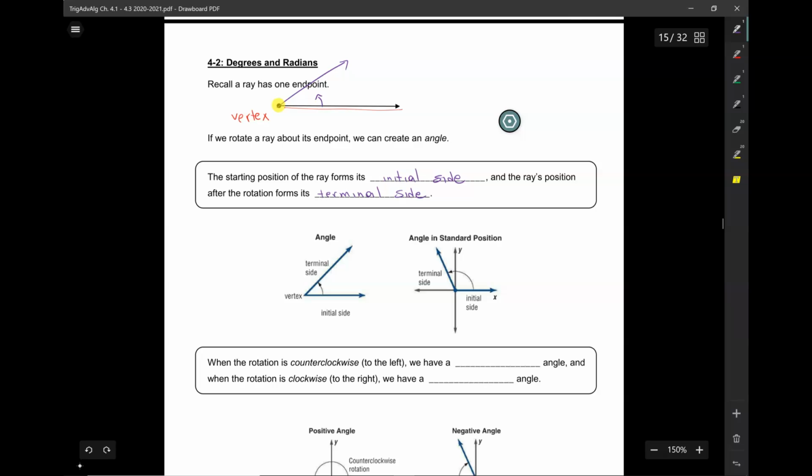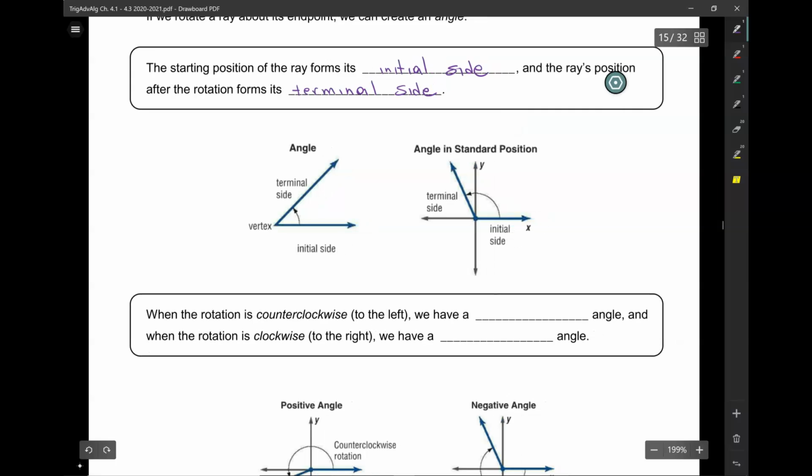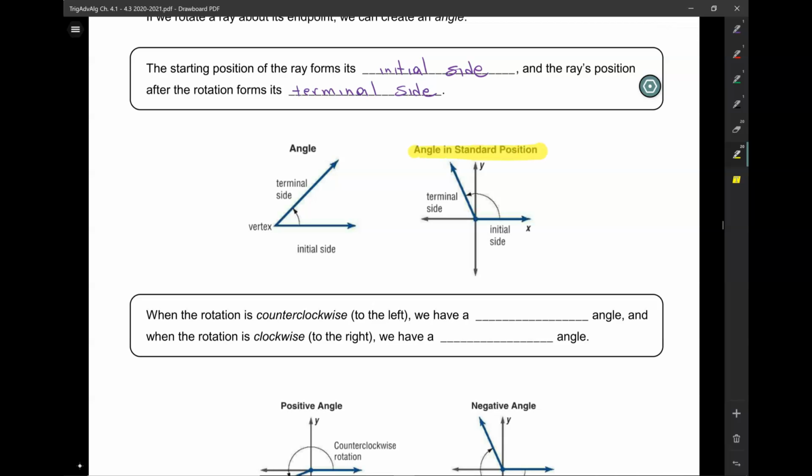Now, if I get a ray and anchor it on the X and Y axes, then I make an angle in standard position. For that to happen though, two things have to happen. The vertex has to be at 0, 0, and the initial side has to lie along the x-axis. Then I say the angle is in standard position.